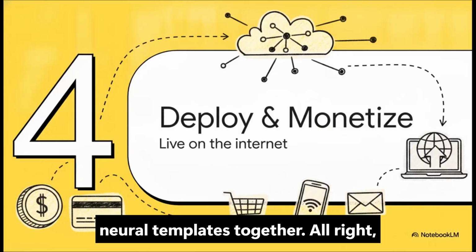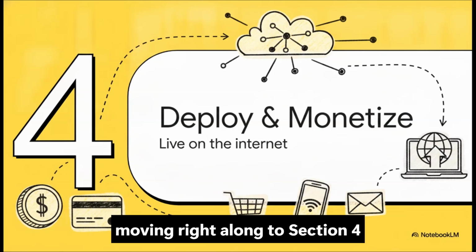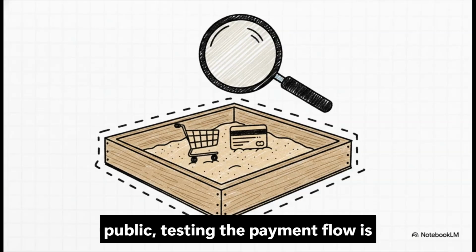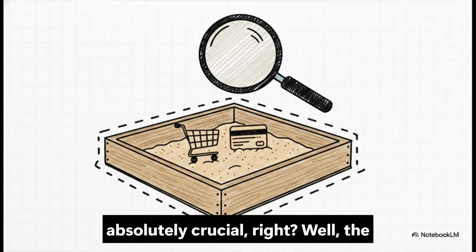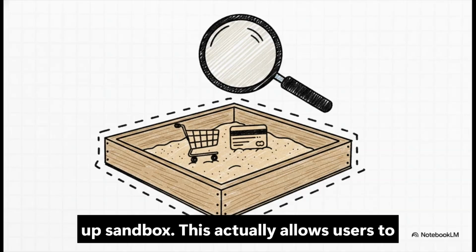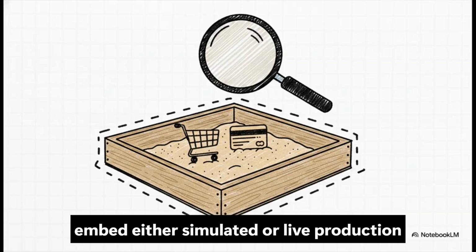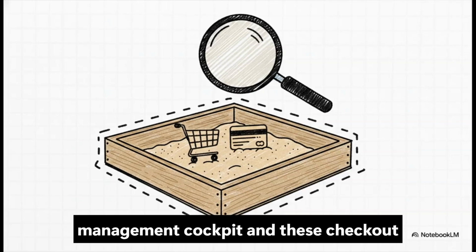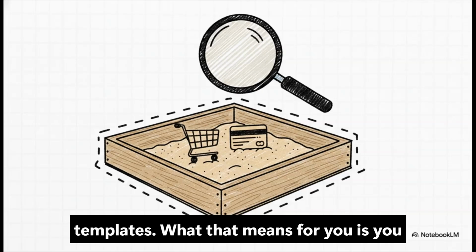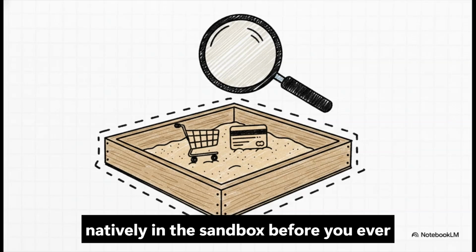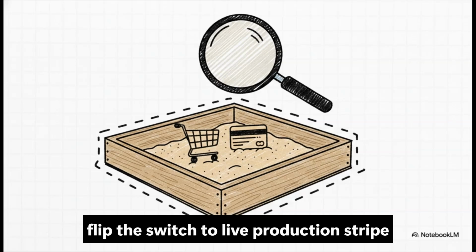All right, moving right along to Section 4, deployment and monetization. So, obviously, before exposing any new business to the public, testing the payment flow is absolutely crucial, right? Well, the platform features a local dev server mockup sandbox. This actually allows users to embed either simulated or live, production-ready Stripe buy links directly inside the management cockpit. And these checkout flows re-render instantly into the code templates. What that means for you is you can rigorously test the entire checkout flow, basically acting as a customer natively in the sandbox before you ever flip the switch to live production Stripe links.